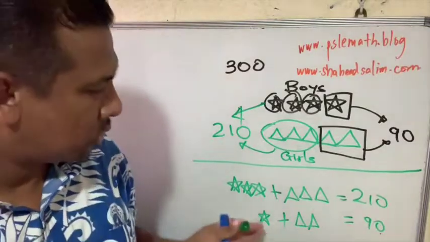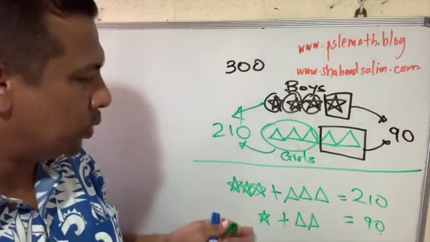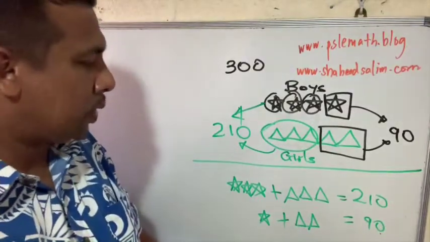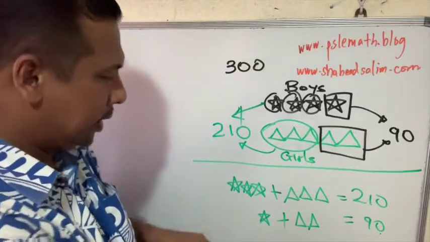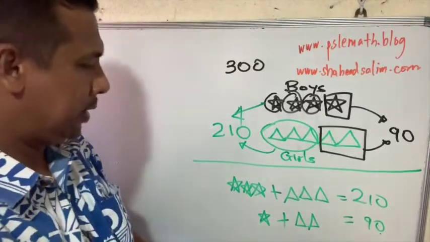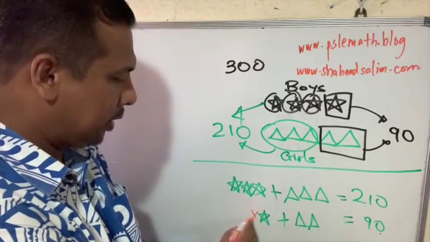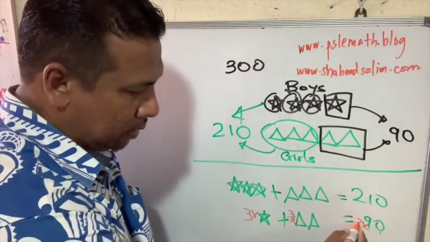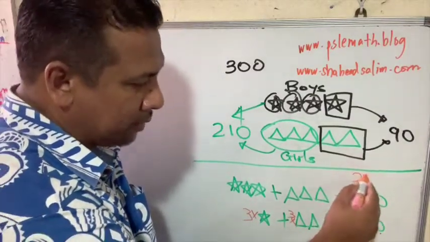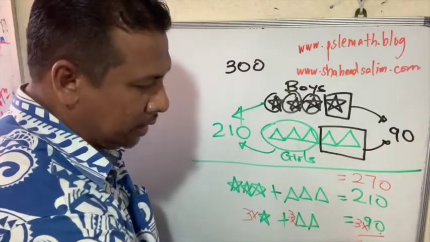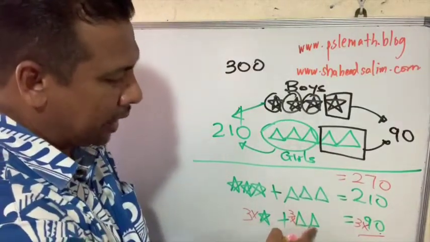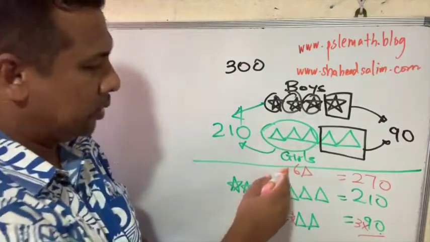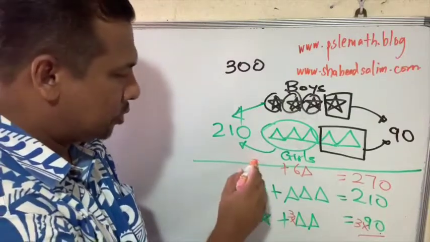So in order to solve this problem, you need to get rid of one of the shapes. What you can do is to multiply this by 3, and you need to multiply everything by 3. So you get 270. 90 times 3 is 270. 2 triangles times 3 is 6 triangles. And this is 3 stars.